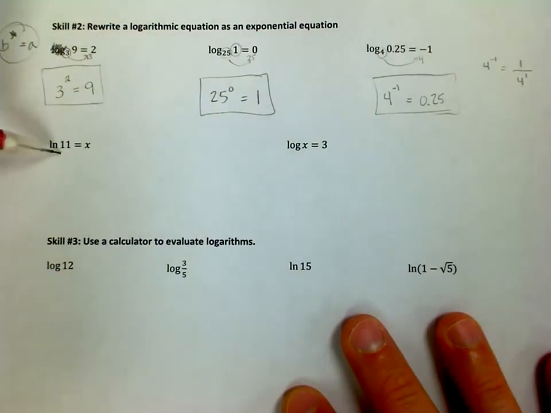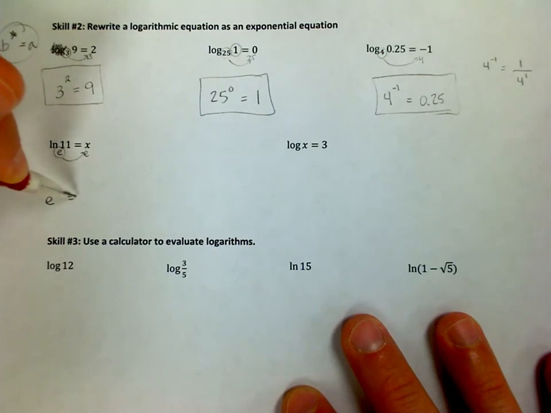Okay, now a little bit tougher here because I didn't give you a subscript. So what do we move over? Okay, remember, if you see ln, it's assumed that there's an e over there. So you have to pick up on that on your own. And so what we can say then is we can move it over and put it here instead, and we could say e raised to the x power is equal to 11.